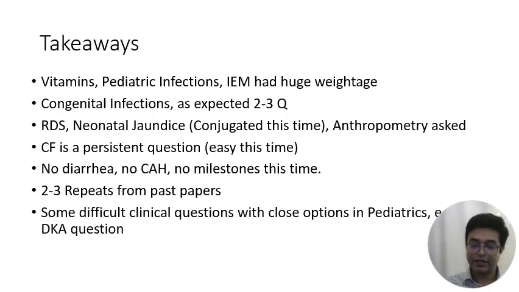So takeaways: vitamins, pediatric infections, IEM had huge weightage. Congenital infection is expected, 2 to 3 questions. RDS, neonatal jaundice, it was conjugated this time. Anthropometry was asked. CF always asked. This was easy this time. No diarrhea, no CH, no milestones. 2 to 3 repeats from past papers and some difficult clinical questions, especially that DK question. But pediatrics mostly was solvable.